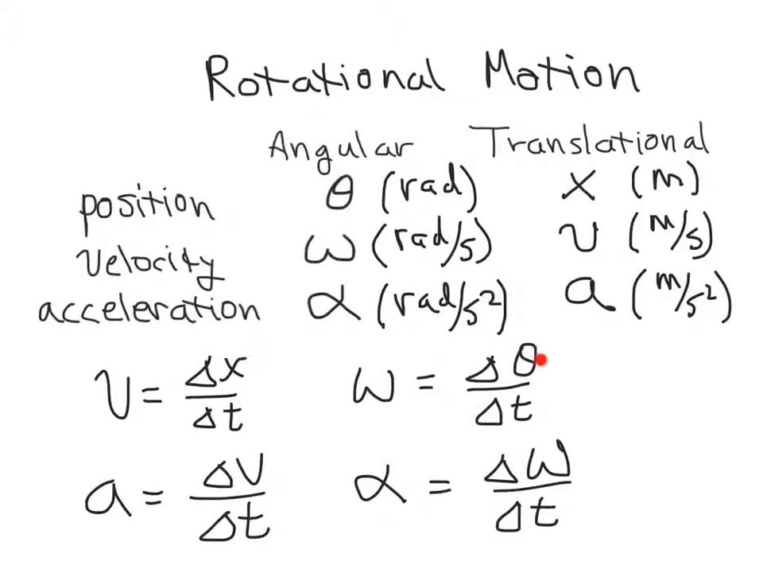This is the angular position, this is the translational position, this is the angular velocity, this is the translational velocity. These formulas look just alike except with the letters changed. And what you'll see as we go forward is that the formulas that come out for angular kinematics look very, very similar to the formulas that come out for translational kinematics.